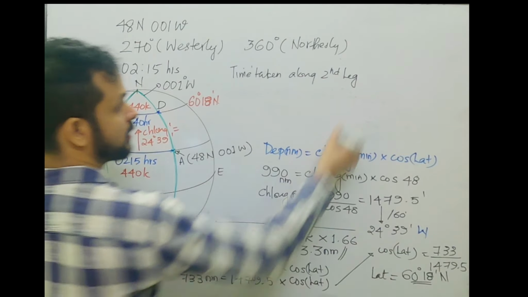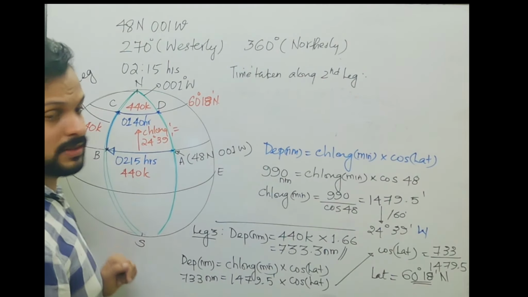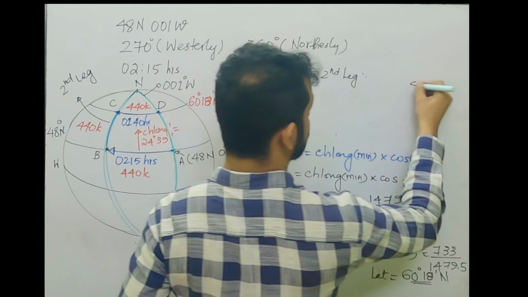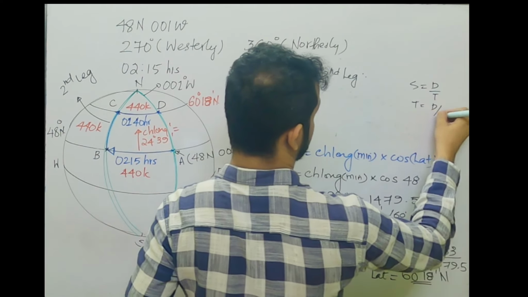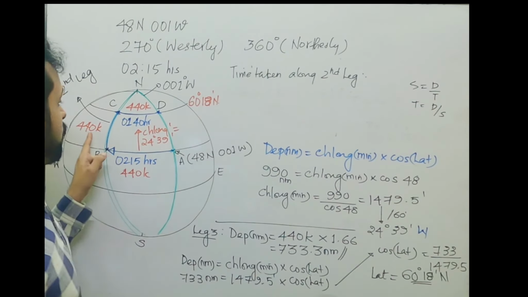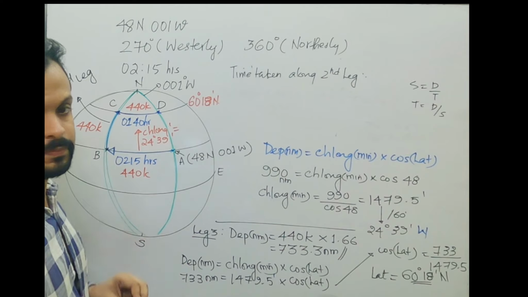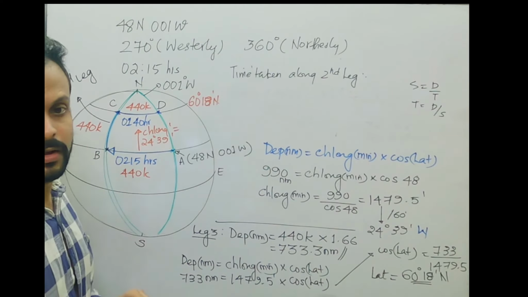Time taken along the second leg. Yes, how do you find the time? Again, the basic equation: speed is equal to distance by time, which means time is equal to distance divided by speed. What is the distance? You have 440. So how will you find the distance here?